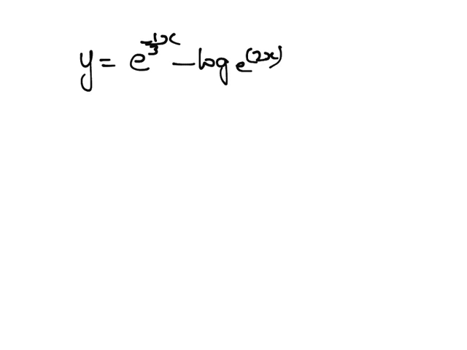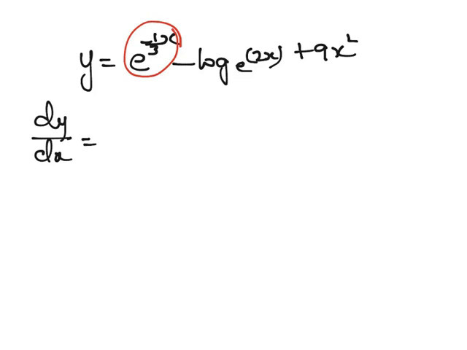Okay, students, let us start solving some problems now. Let's say y equals e power minus 1 by 3x minus log of 2x to the base e plus 9x squared. So dy by dx will be, first I need to differentiate this. We need to use the chain rule. So the derivative of e power x is the same. So e power minus 1 by 3x multiplied with the derivative of this, which is minus 1 by 3.